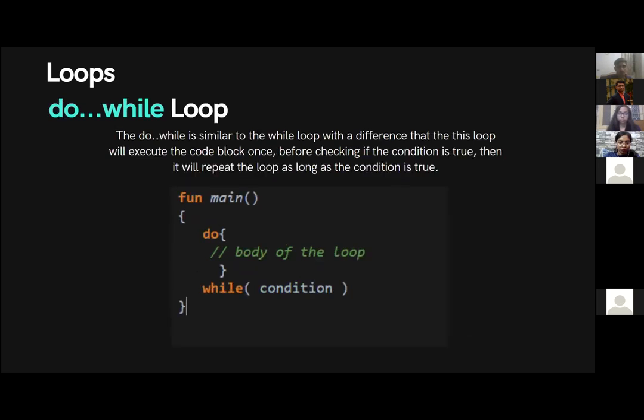So another thing is, let us go to the do while loop. The do while loop is also similar to the while loop. The difference is this loop will execute once and then check the condition, whereas in the while loop, the condition is checked first before the execution of the code block. But in do while, the code will be executed once and then only the condition will be checked. So this is the difference between while and do while.